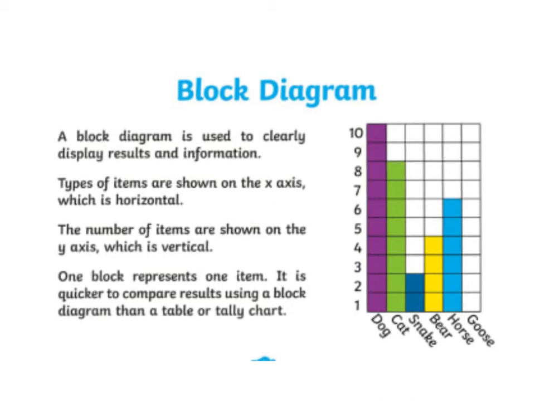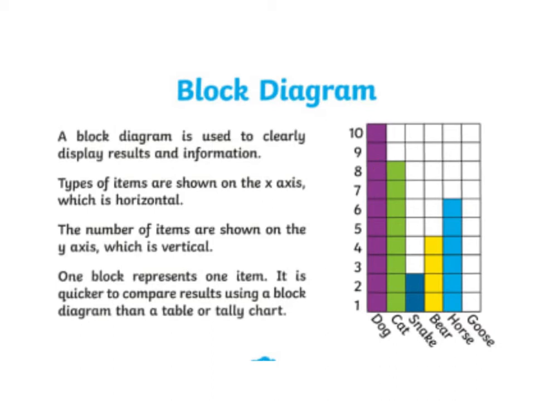Okay, so you can see we've got different types of animals that we're looking at. We have dogs, cats, snakes, bears, horse, and goose. You can see that there are 10 dogs represented on this block diagram because we have coloured in 10 blocks.